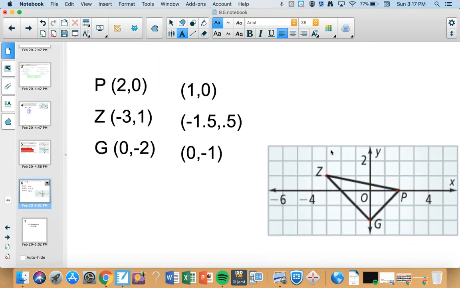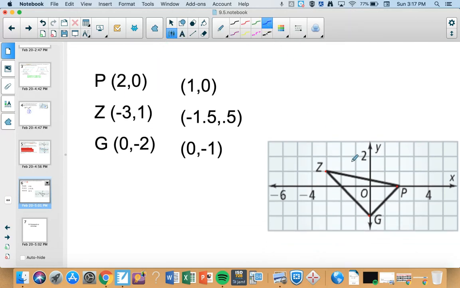So if we were to plot these points now, I'll do this in blue. 1, 0, this is now P prime. Z is at negative 1/2, 1/2, and that is Z prime. And then last one, G is going to be at 0, negative 1. And there is G prime.